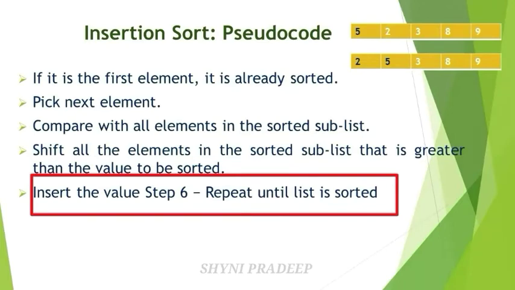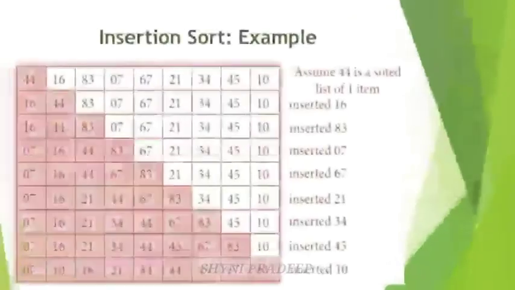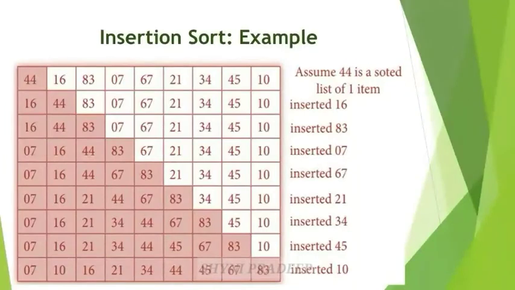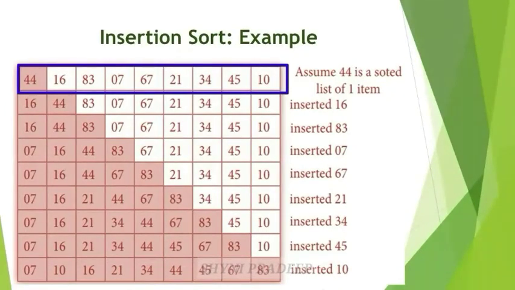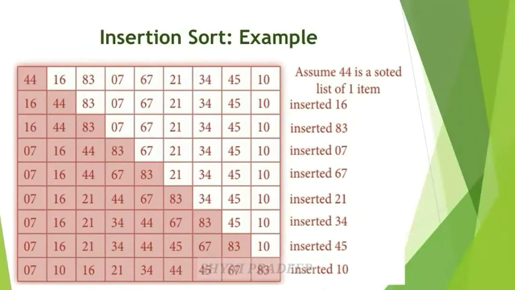So let us see one example, then you will clearly understand the insertion sort algorithm. Take some elements. These are unsorted elements. You have to arrange these elements in ascending order, which means in sorted order, using the insertion sort algorithm. So let us see that. In the insertion sort algorithm, you have to insert the elements one by one. Now let us assume the first element is 44.